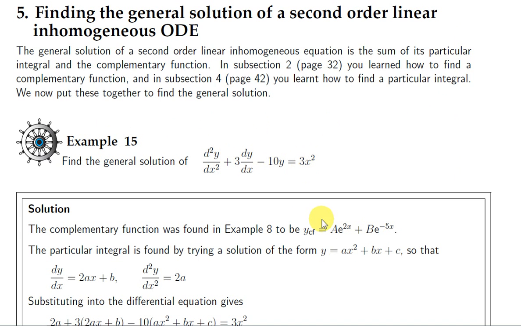Now, the right hand side has the form of a quadratic in x, ax squared plus bx plus c. So our trial solution will be a function of the form ax squared plus bx plus c, the same form as the right hand side. So we differentiated once to get 2ax plus b, we differentiated again to get 2a, and we plug these and, of course, y into our differential equation.